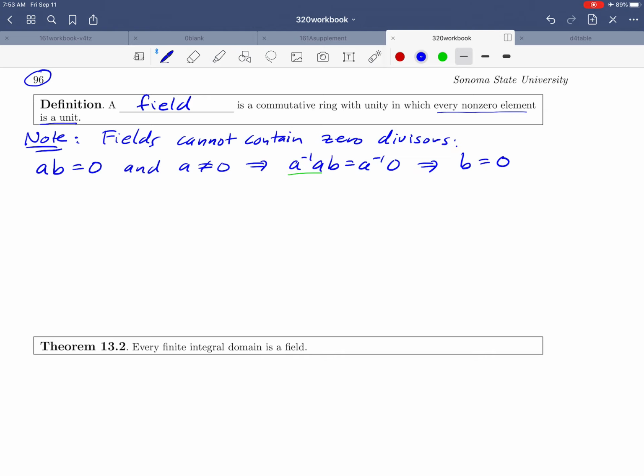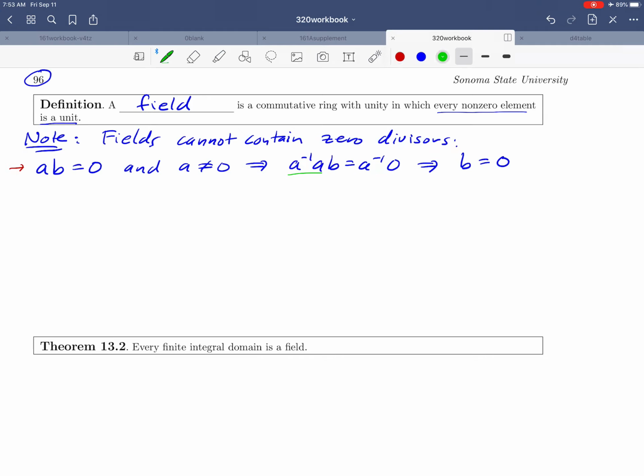Okay, and just as a comment, there wasn't anything special about A. We could have also started with the assumption that AB equals 0 and B is not equal to 0, and gone through a similar argument and come up with the fact that A would have to be 0. Okay, so what is it that we've proven here?